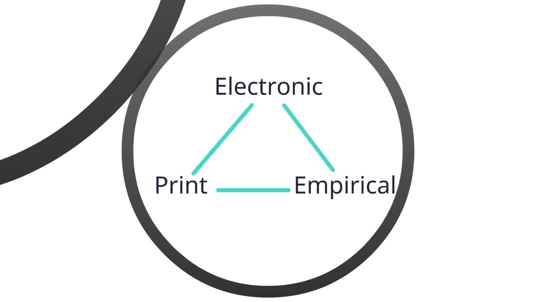That triangulation comes from multiple sources. So electronic sources, things I find on the web, maybe on some sort of online database; something print, so anything physically found in the library, in a book, things like that; and then empirical, being firsthand research or experimentation.